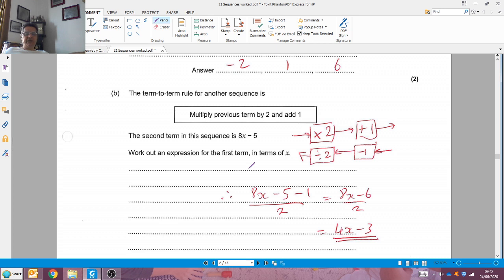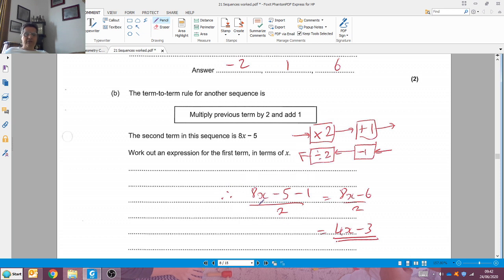So the best way to do it is to do an inverse operation, come back along the flow diagram. It's a function, as you can see. So if we're coming back the other way, then the inverse of plus 1 is minus 1, and then the inverse of times 2 is divided by 2. So I've got to take my 8x minus 5, subtract 1, and then divide by 2.